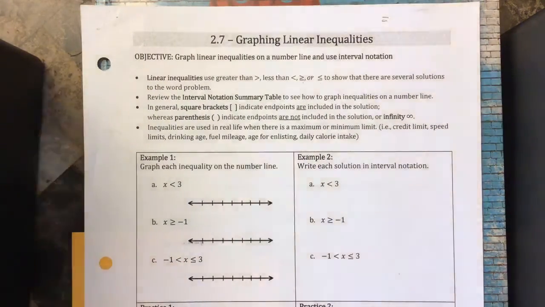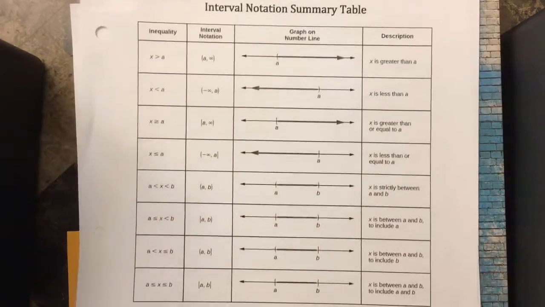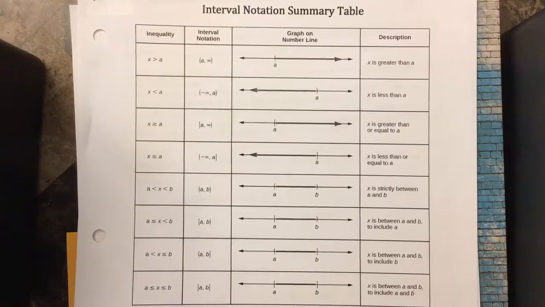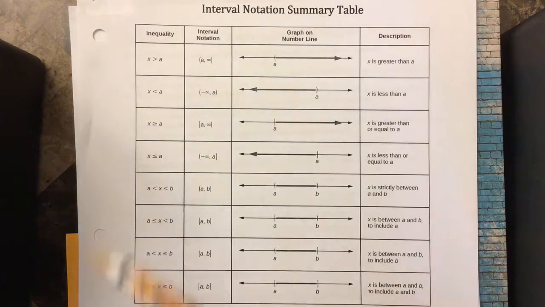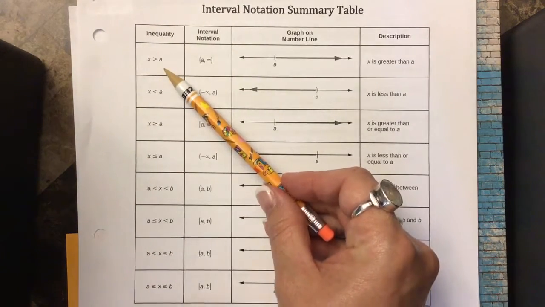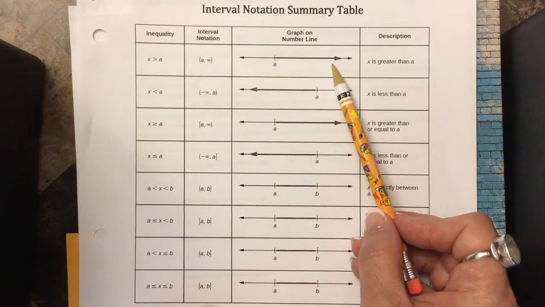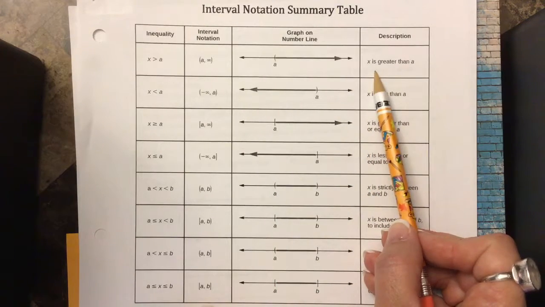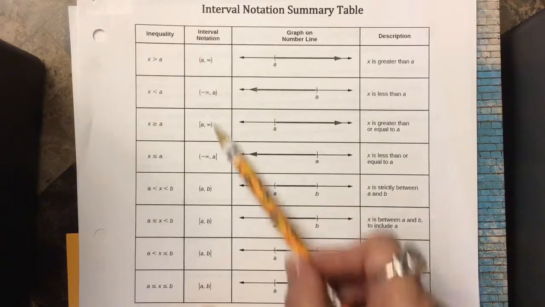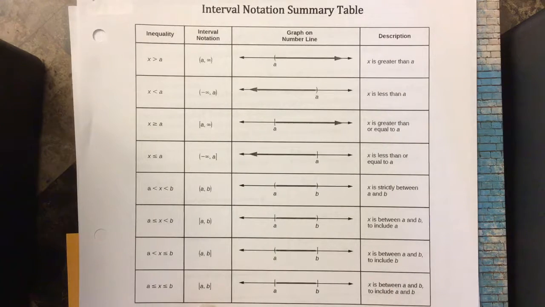So it asks you to look at the interval summary table. Again, this is right off the internet, not something that I made up myself. Take a look at this, and basically this is what it looks like in the inequality. You graph it on a number line. This is what it means in words. And then this is the interval notation where you would have to write your answer.